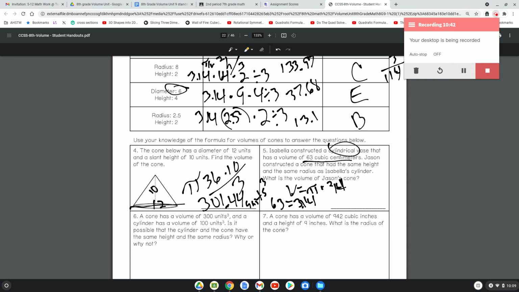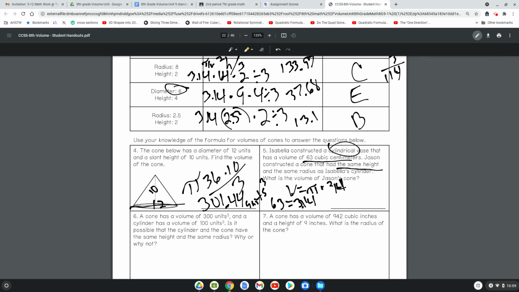I'm way overthinking this. So the keywords are if they have the same height and the same radius, then we know that the cone is just 1/3 of this. So all of this was dumb. We just do 63 divided by 3. And then we know that the cone is 21 centimeters cubed. See, I even get brain farts once in a while.